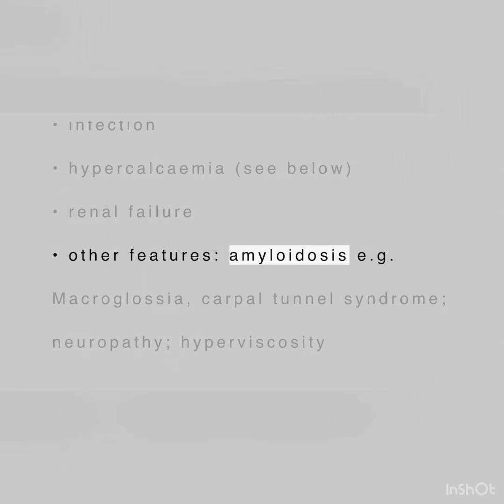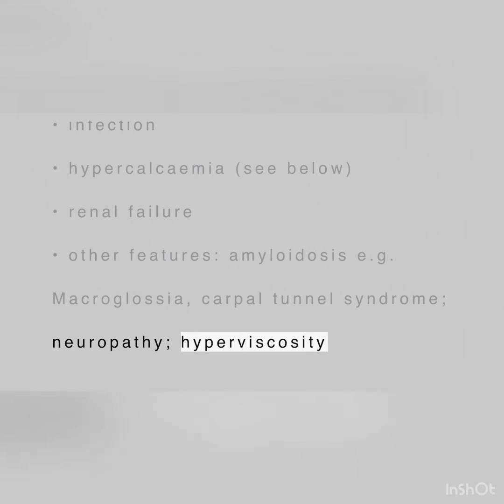Other features: amyloidosis, e.g. macroglossia, carpal tunnel syndrome, neuropathy, hyperviscosity.